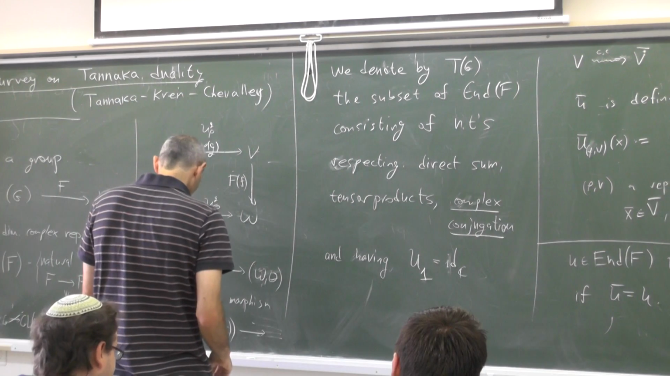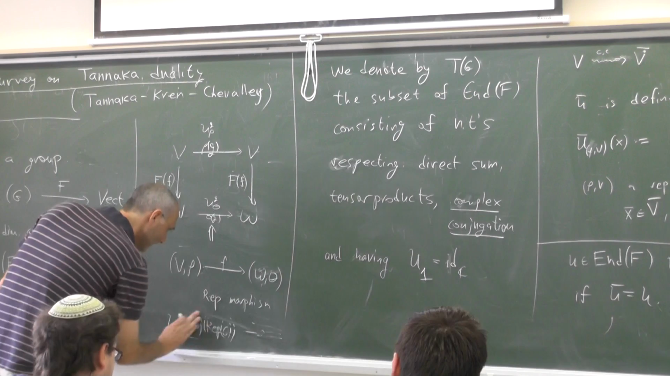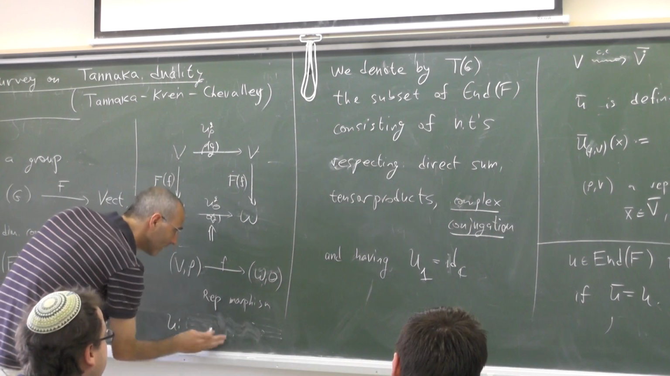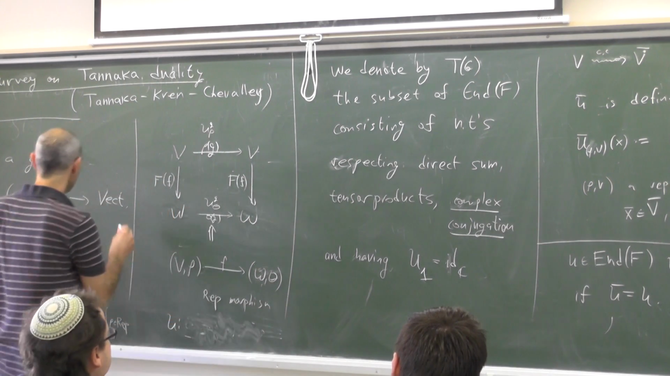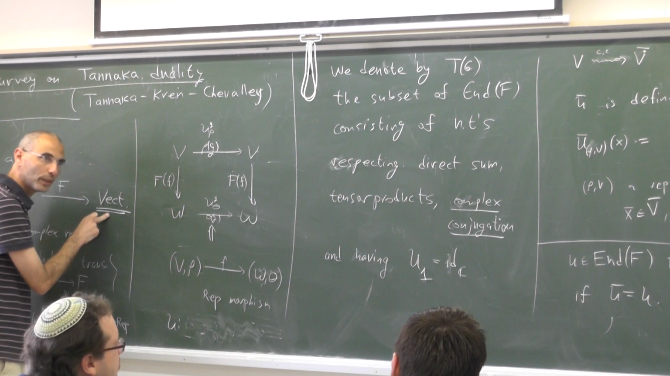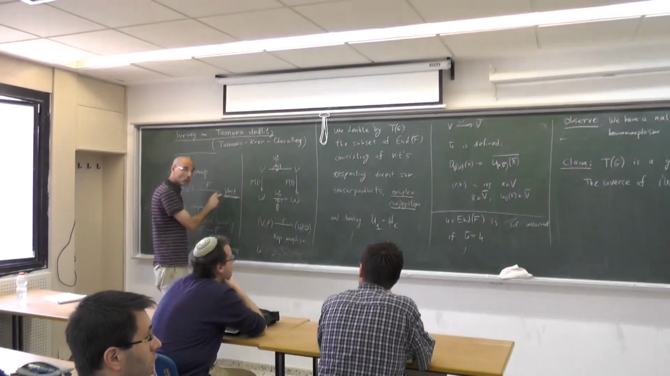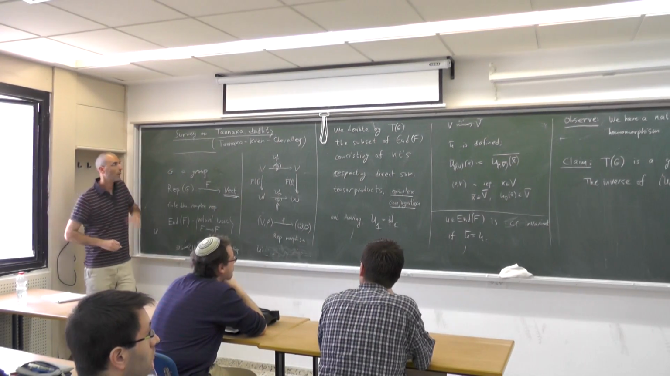I have a very simple question. U sub rho is a linear map from V to V? Yes. Is it assumed to be invertible? It is a morphism in this category. But is it assumed to be invertible? No, it is not assumed to be invertible. Okay, sorry.